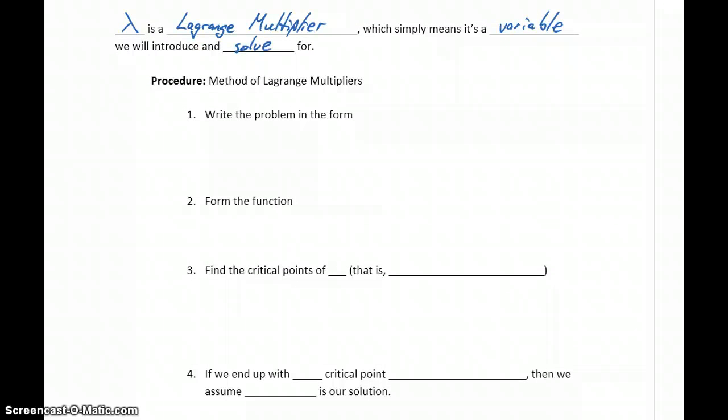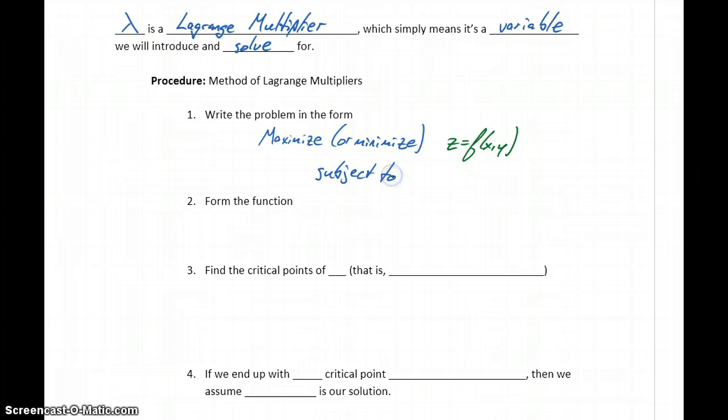So now that we have this idea of lambda, this Lagrange multiplier, we want to talk about our process for optimizing these types of problems. The first thing we want to do is think about our problem and express it as the function we want to maximize, or in a minimization problem, the function that we want to minimize. So we want to maximize or minimize some function z equals f of xy. That's the given objective function. And we want to identify our constraint function, which will be something of the form g of xy equal to 0.